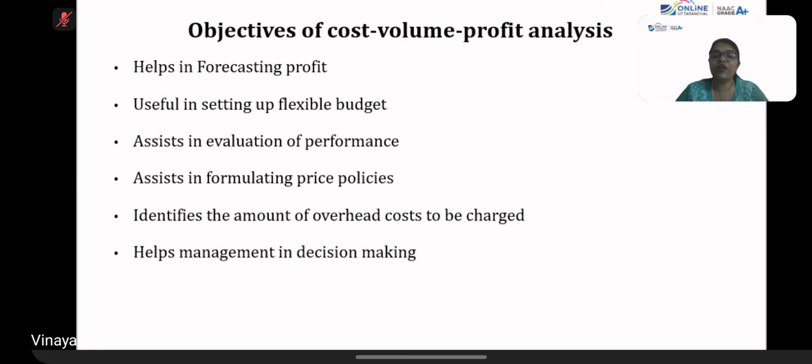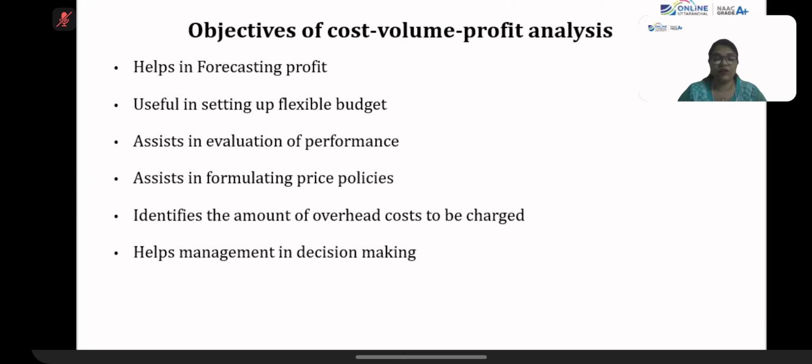First is helps in forecasting profit. CVP analysis, students, help business to predict how changes in the sales volume, cost, that is fixed or variable, and the prices impact the profitability.